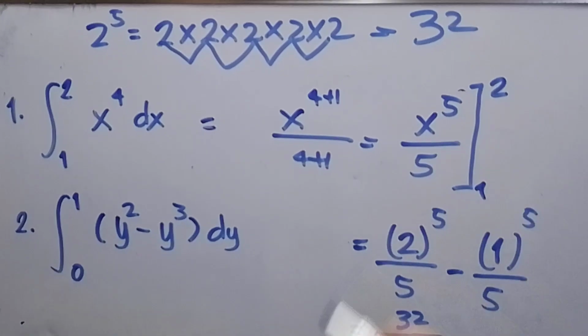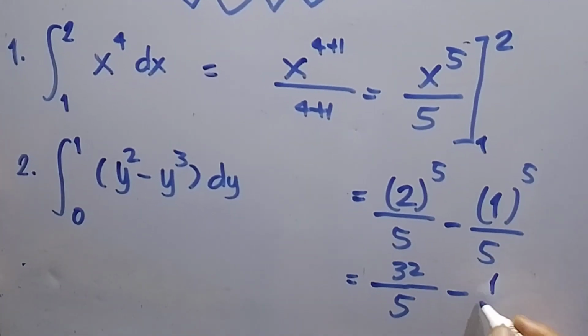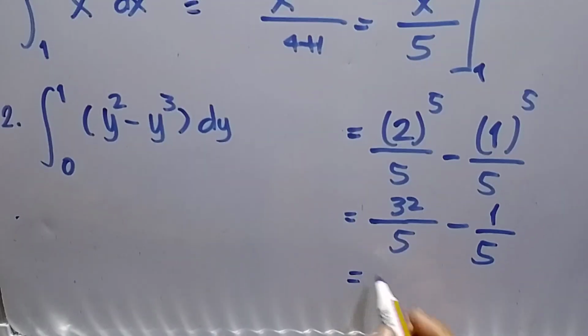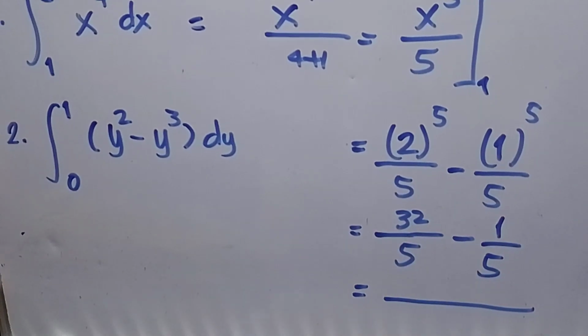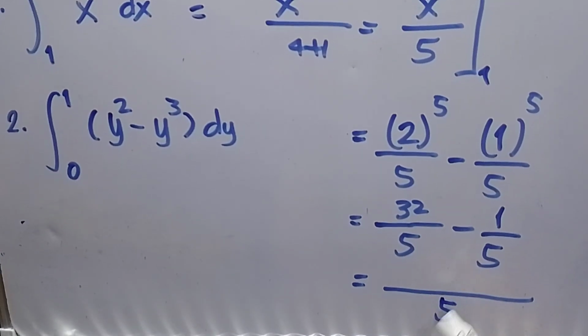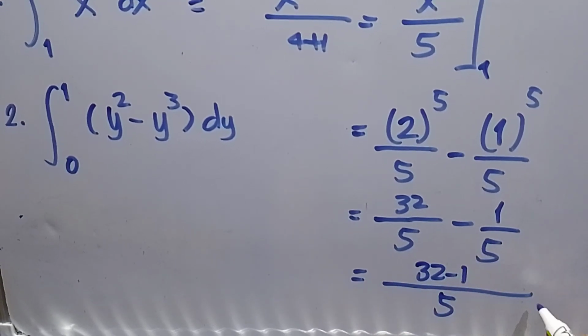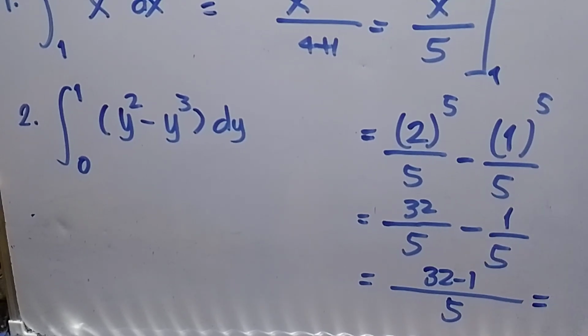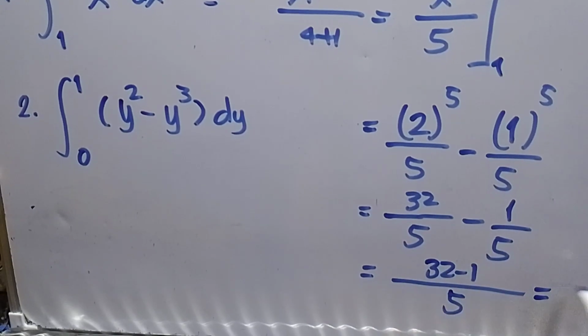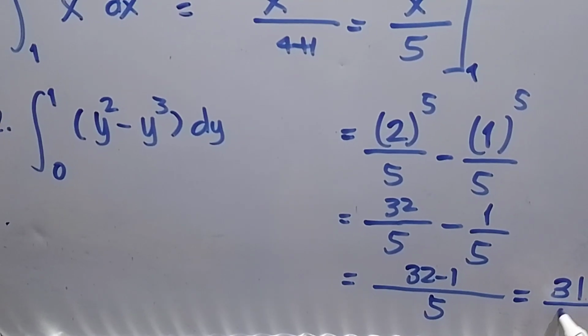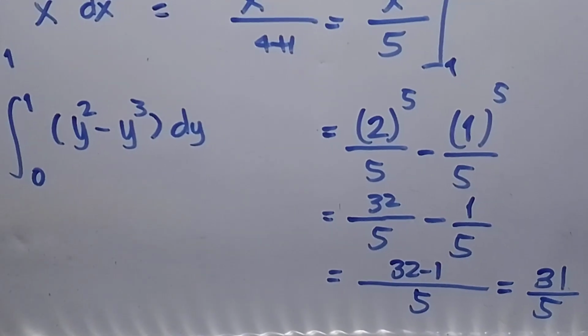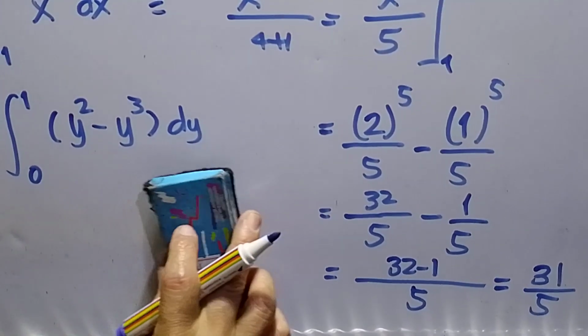Then 1 raised to the 5th power is still 1, over 5. Since these are similar fractions, write only the common denominator, and then 32 minus 1. 32 minus 1 is 31 over 5. So this is the answer for number 1. Now let's proceed to number 2.